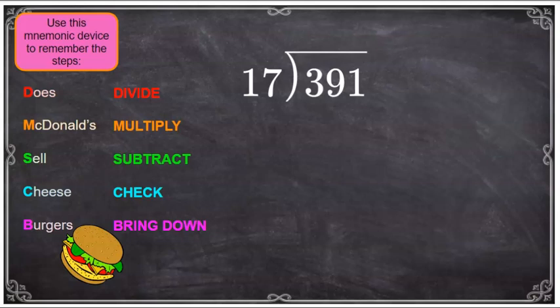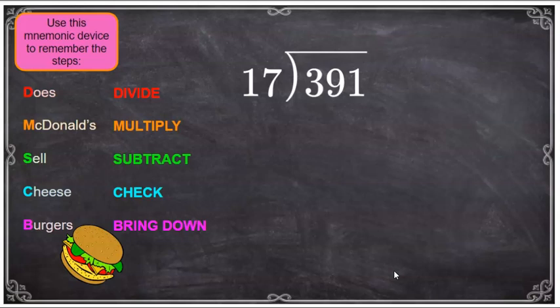All right, let's look at long division first. So long division is our standard or traditional method for dividing numbers, especially numbers where we have more than 1 or 2 digits involved. So let's look at 391 divided by 17 first. I have a mnemonic device to help us remember the steps. The steps are divide, multiply, subtract, check, and bring down. And the mnemonic device is a question: does McDonald's sell cheeseburgers? And this will help us because the first letter of each of those words is the same as the first letter in each of the steps.